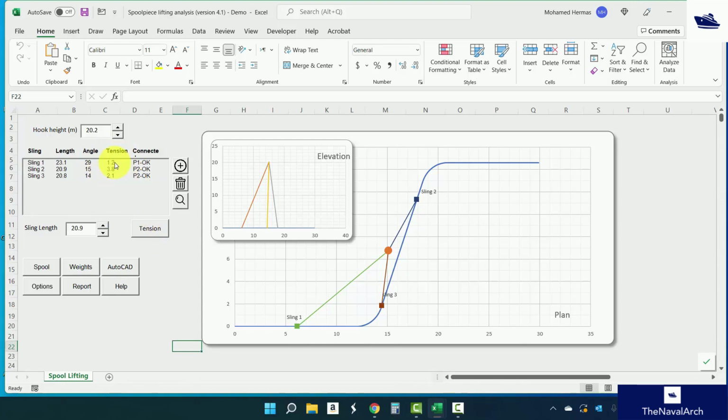This is how we work with the program. As you can see, this is the plan and this is the elevation, and everything is done very easily and very quickly as well.